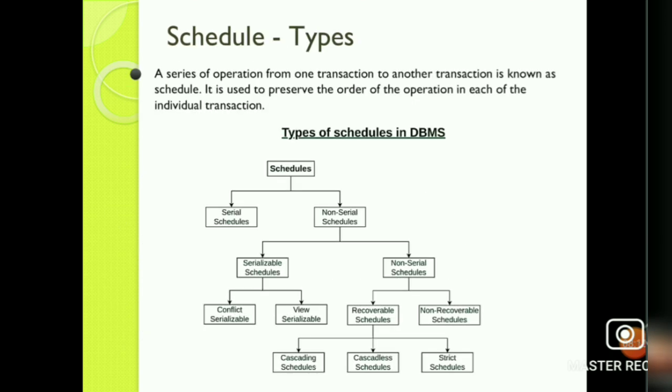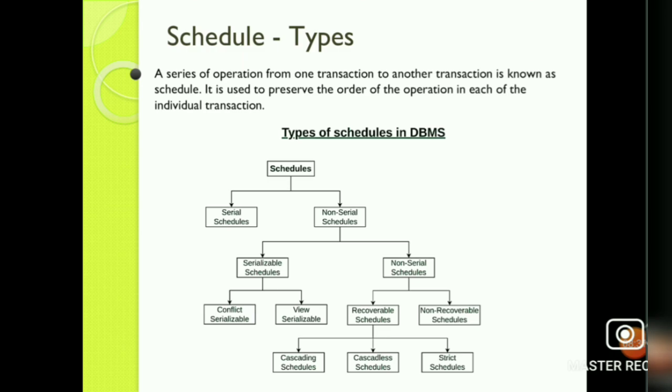So a series of operations from one transaction to another transaction is known as a schedule. A schedule is used to preserve the order of operations in each of the individual transactions. This is the diagrammatic representation of types of schedules in DBMS. Schedules are divided broadly into serial schedule and non-serial schedule.